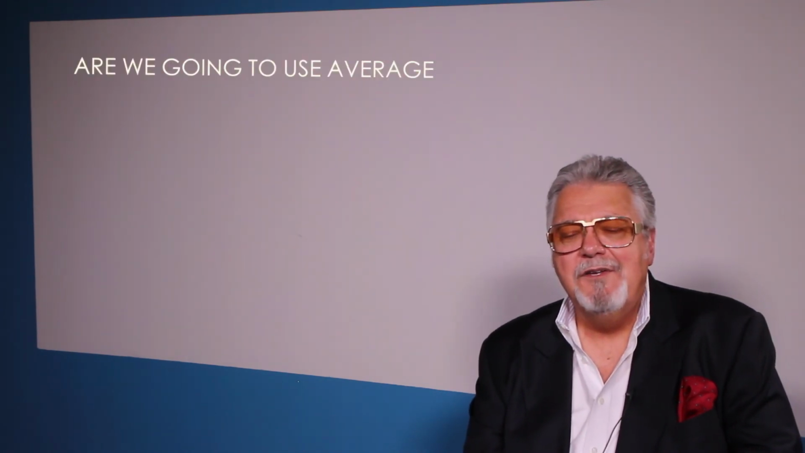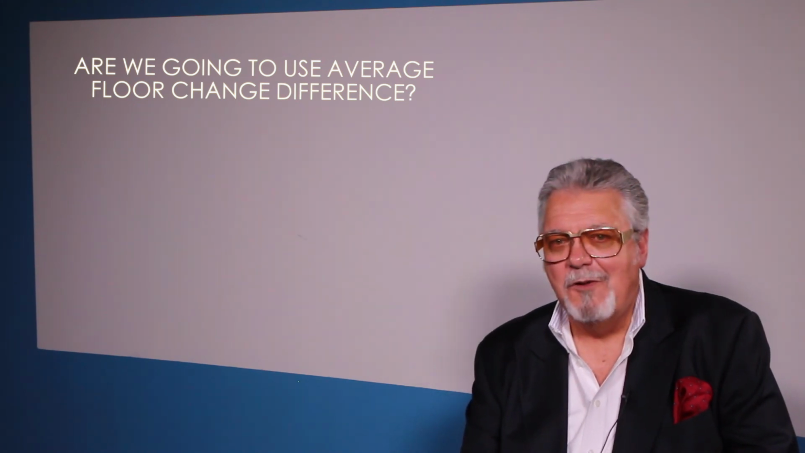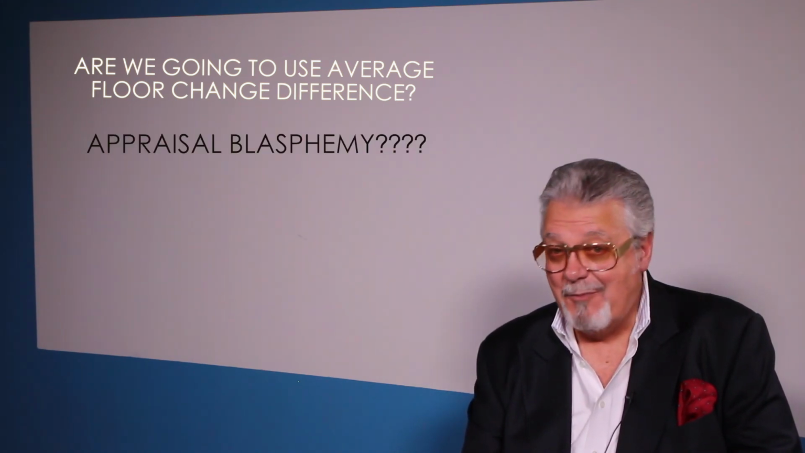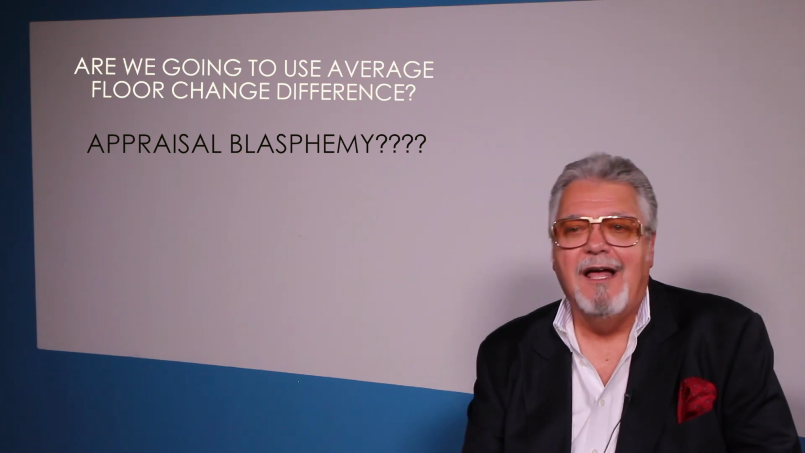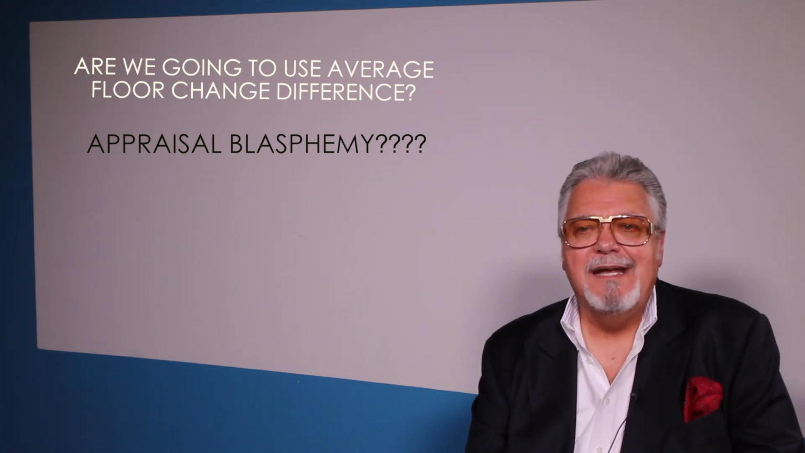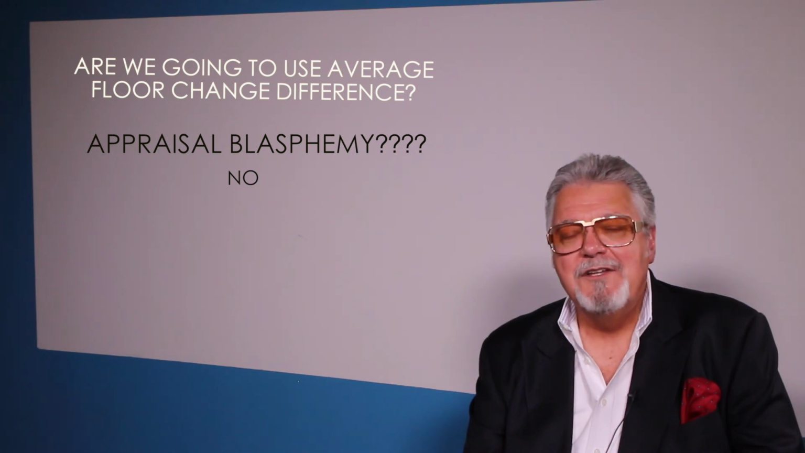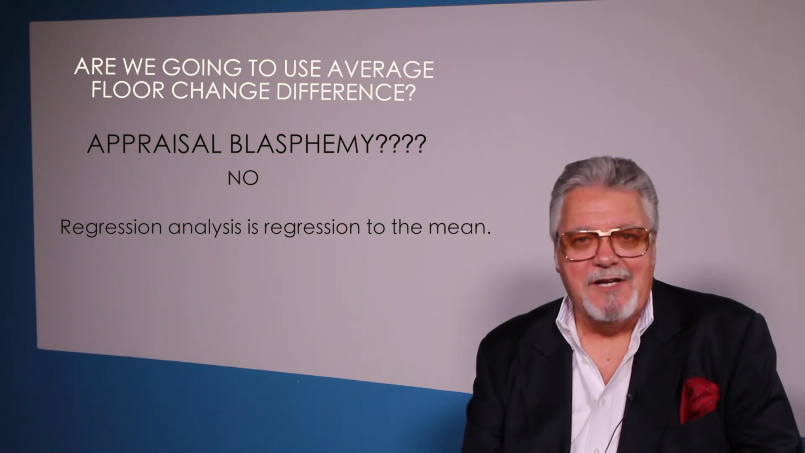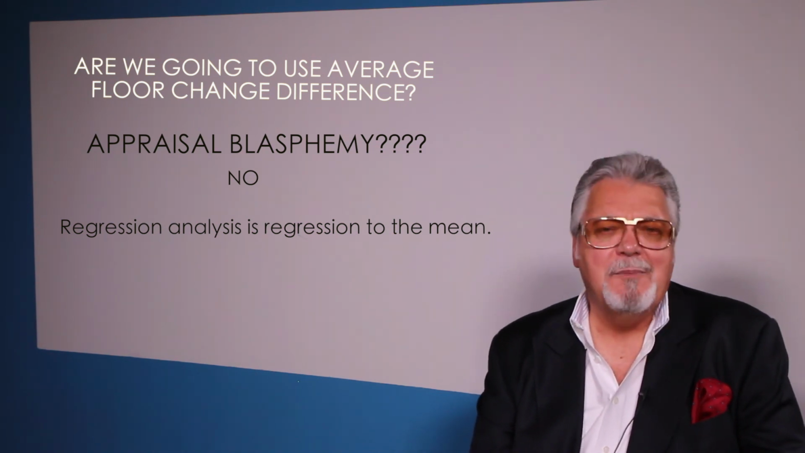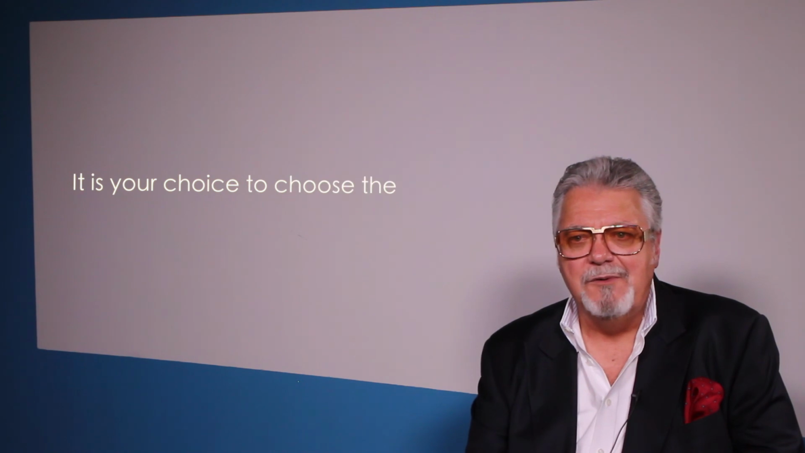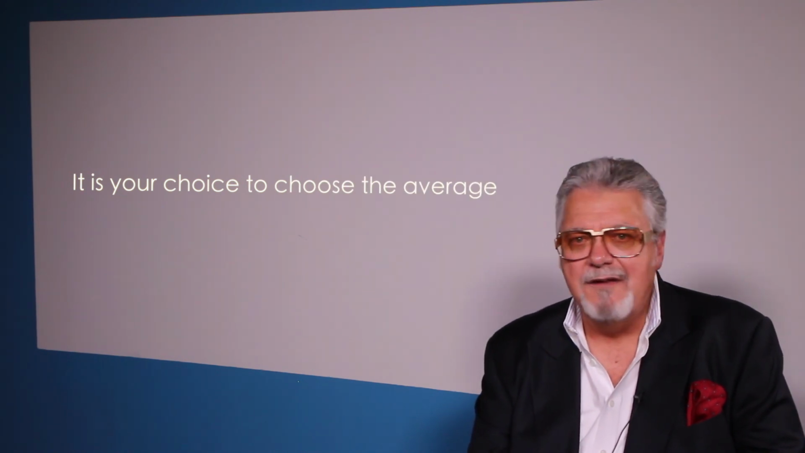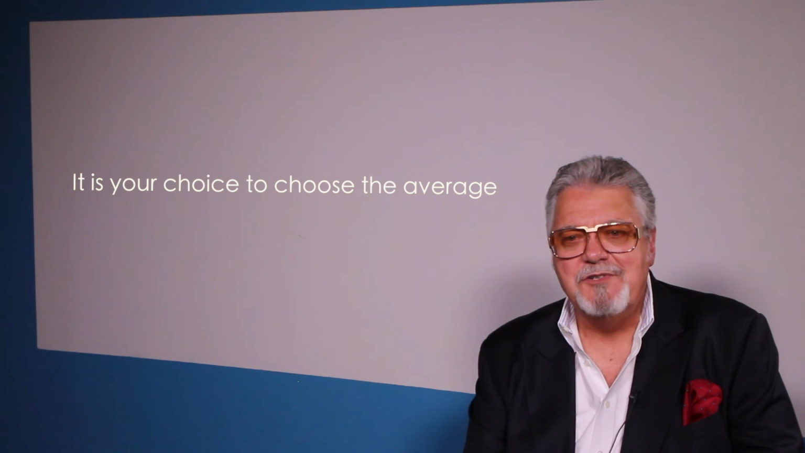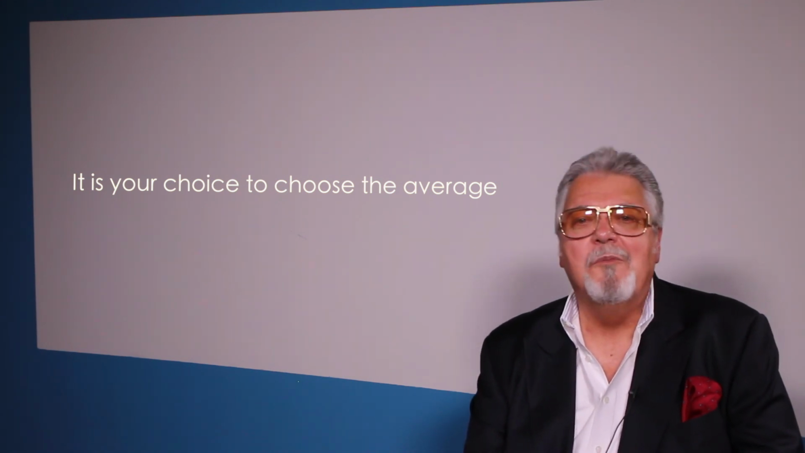Now, are we going to use the average floor change difference? Isn't that appraisal blasphemy, using an average? It might be in certain areas, but it is not here, because regression analysis raises the question, regression to what? It's regression to the mean. And we're not going to get into the math behind that. That's another class. So the adjustment you choose to use is up to you. $2,300, $2,400 a floor, $4,000 a floor, that's your choice. You're the appraiser. It's part of your scope of work.